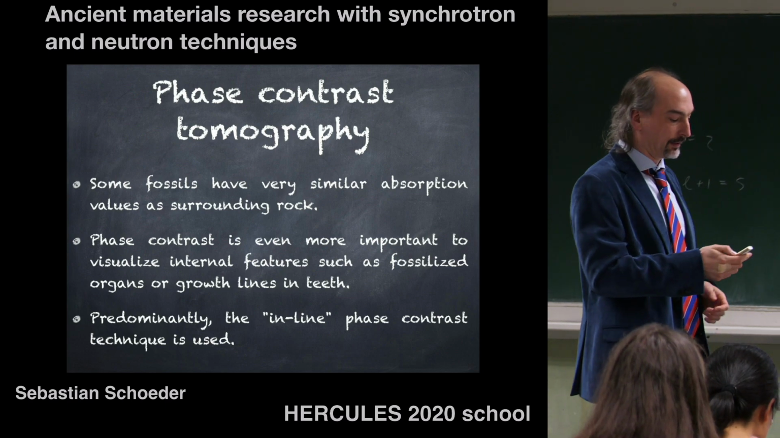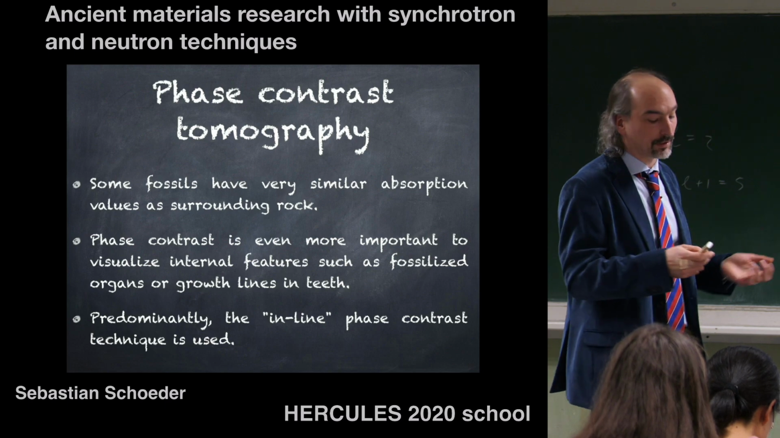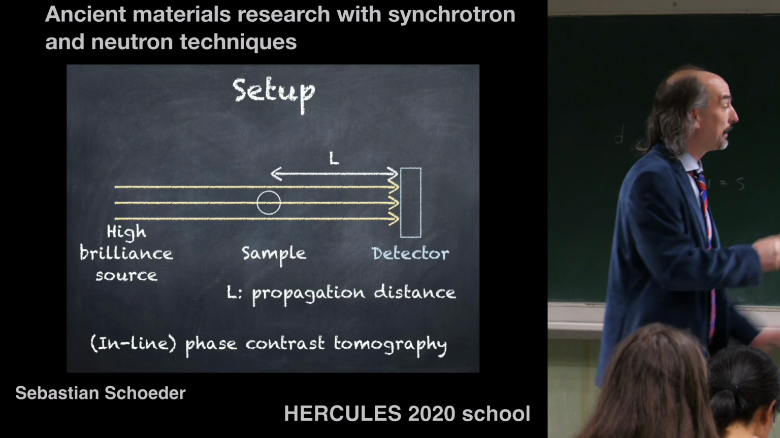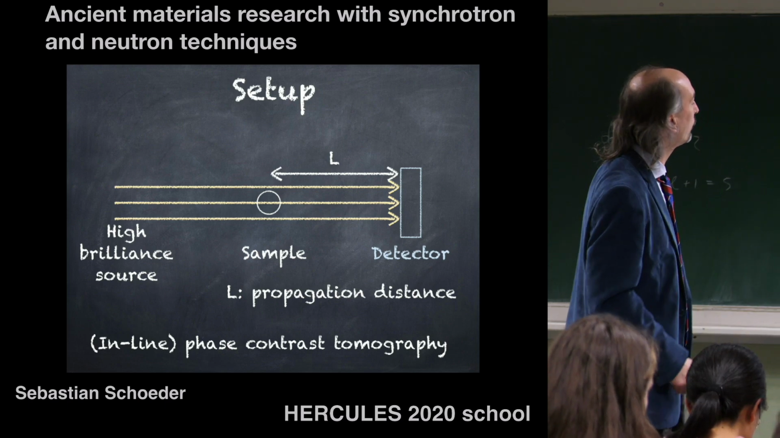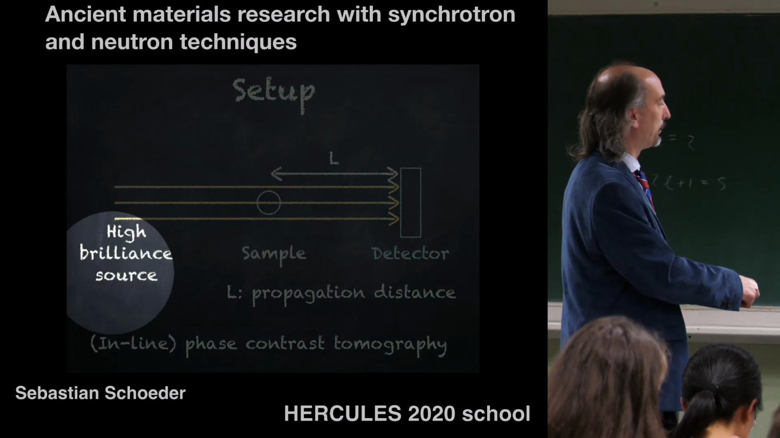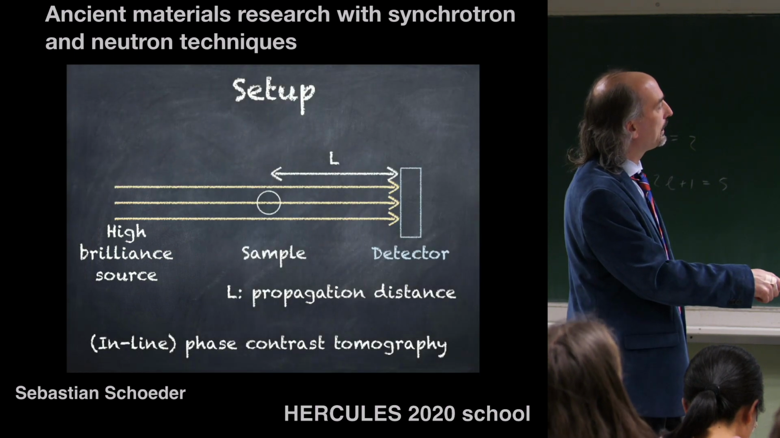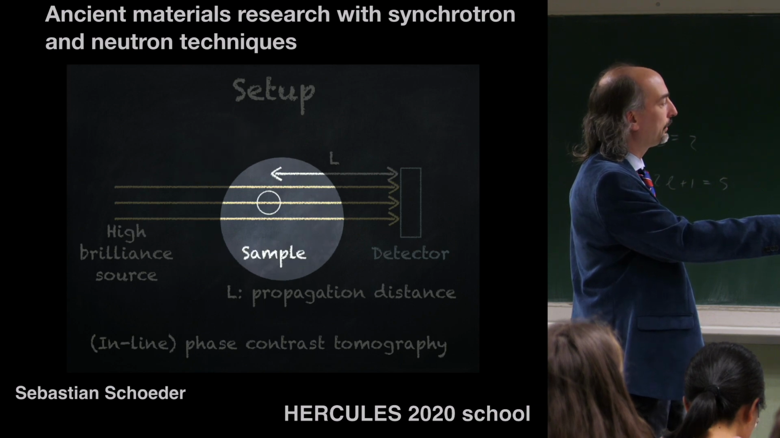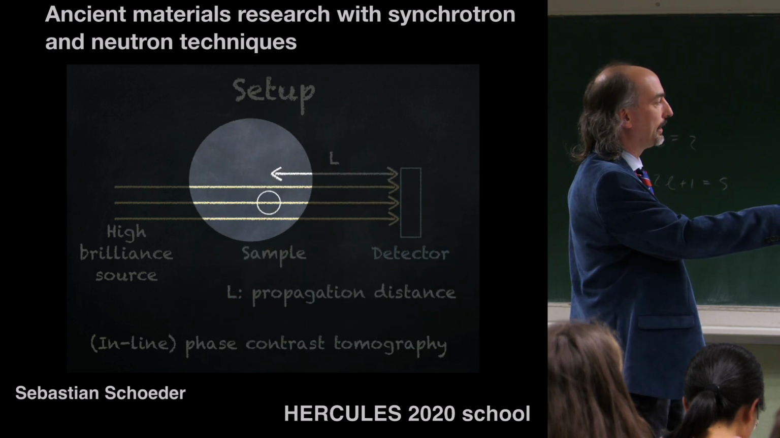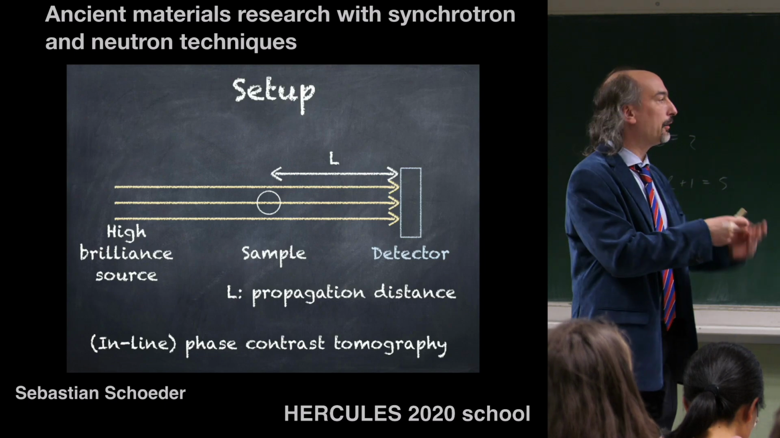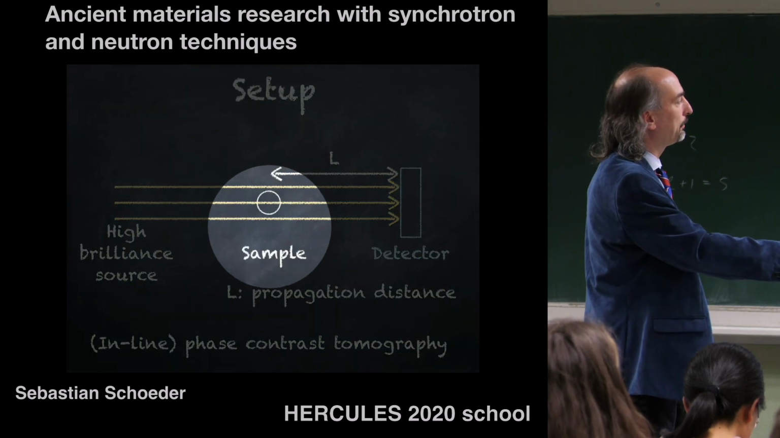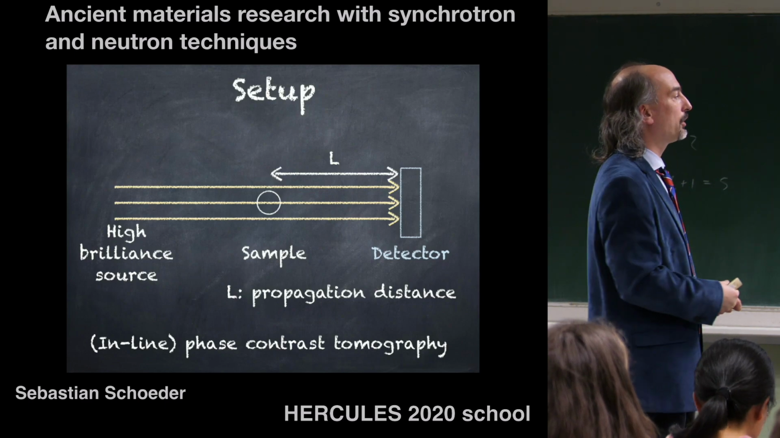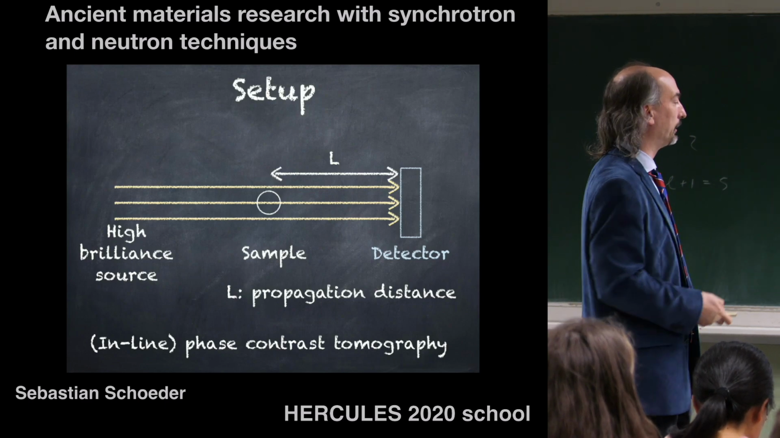The most commonly used technique is actually the easiest technique. It's called inline phase contrast. You can see it's very simple. It's basically the same setup as we had for absorption contrast, only now we use a high brilliance source, like a synchrotron. And you can see we have put the detector a little bit back, at a certain propagation distance from the sample. The effect of this is that the wavefront that has been distorted by the sample has some time to propagate, and we're going to see some intensity variations appear at the detector as a function of the distance.